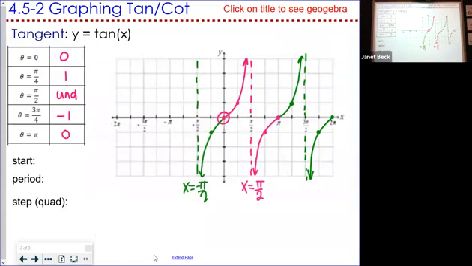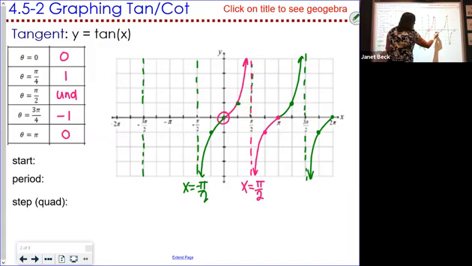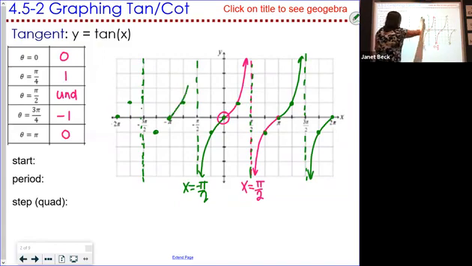So tangents will keep on doing this forever and ever. You have a period of pi, there's a gap between these of 1 whole pi. It goes middle, high, asymptote, low, middle. That's one cycle. It goes middle, high, asymptote, low, middle. And it repeats. And the graph looks like this, going on and on forever.